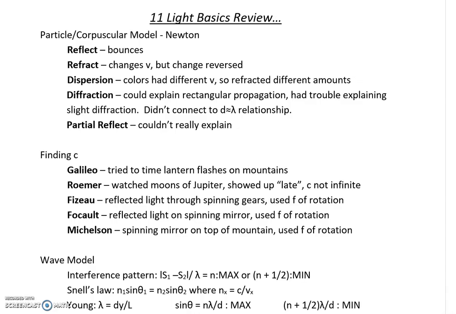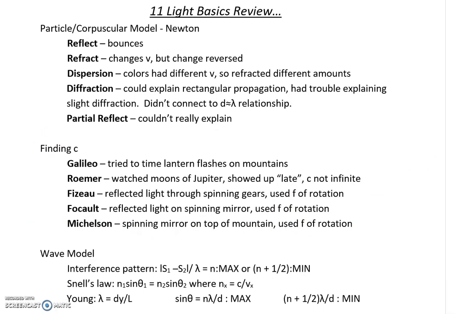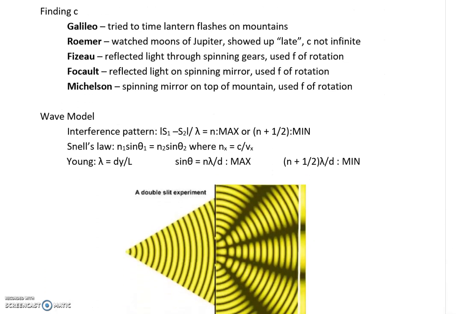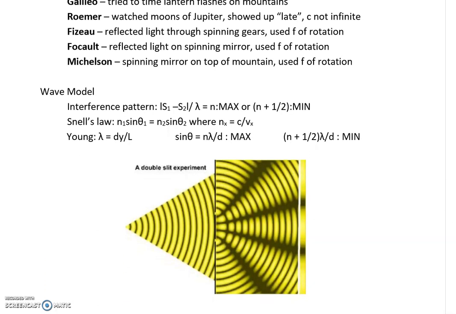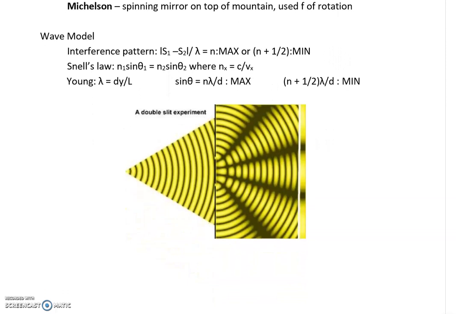So back at the sheet here we have those finding c people that we're talking about. There's Galileo, Romer, Fizeau. We got all the different experiments we looked at last year. Then after that, we started looking at the wave model of light. You guys did a bunch of stuff with the wave model of light. And one thing you guys looked at was interference patterns.